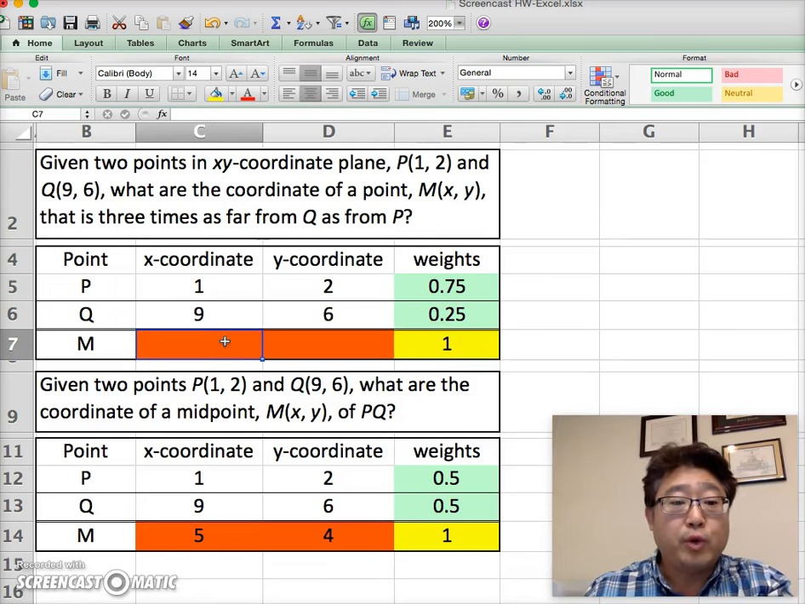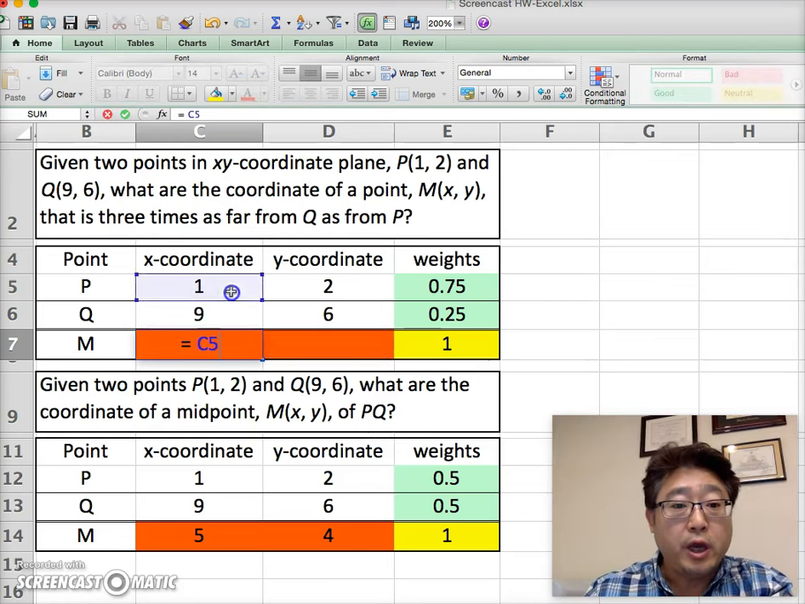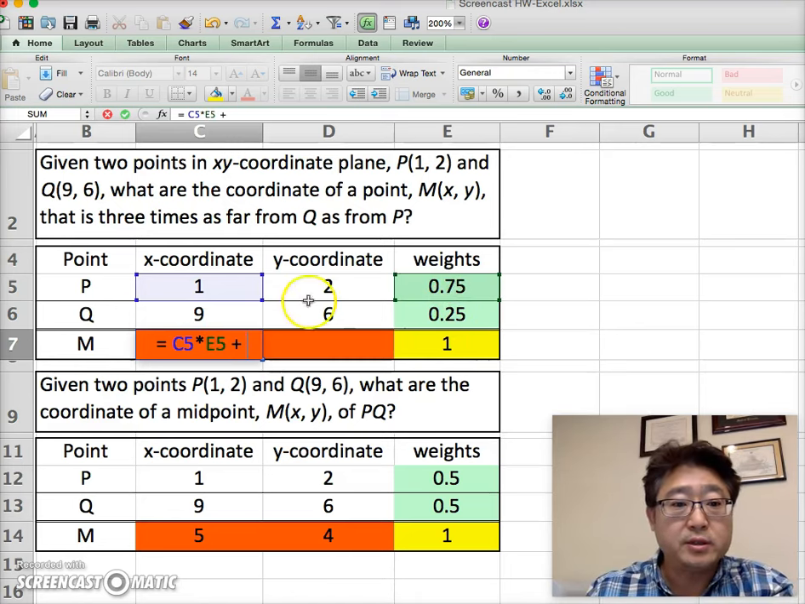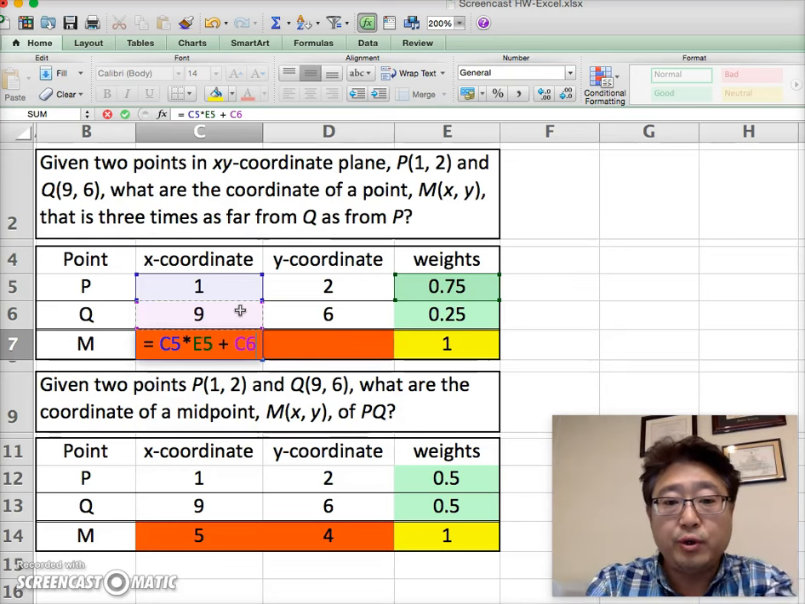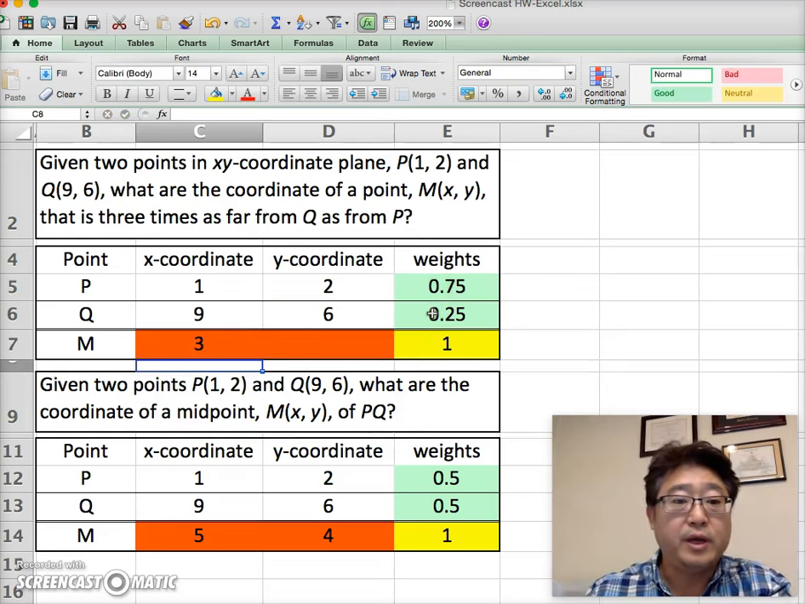Now, the way we find the x coordinate of M is finding the linear combination of x coordinates of P and Q and their appropriate weights, 0.75 and 0.25, which could be done by typing equals x coordinate of P times its weight 0.75 plus x coordinate of point Q times its weight 0.25. There we go. And then we find the x coordinate of M to be 3.